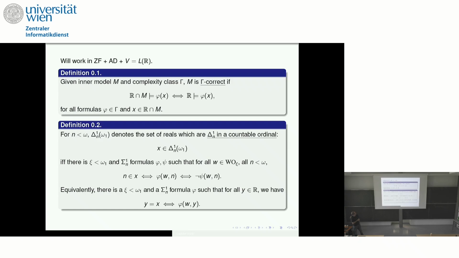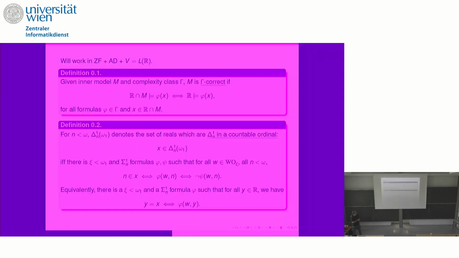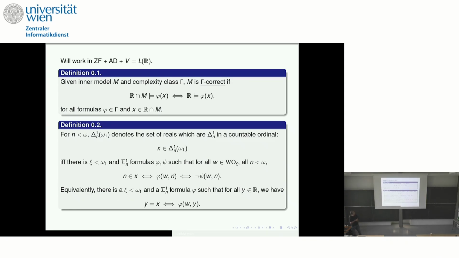Then delta 1 n omega 1 is just the set of reals which are delta 1 n in a countable ordinal. So a real x is in here if and only if there is an ordinal used to define that real, and we use sigma 1 n formulas phi and psi. Whenever we have a well order w of order type xi, then for every integer, the integer gets into the real if and only if phi holds of w and n, and that's if and only if not psi holds of w and n. So it's delta, two sigma 1 n formulas there, right?